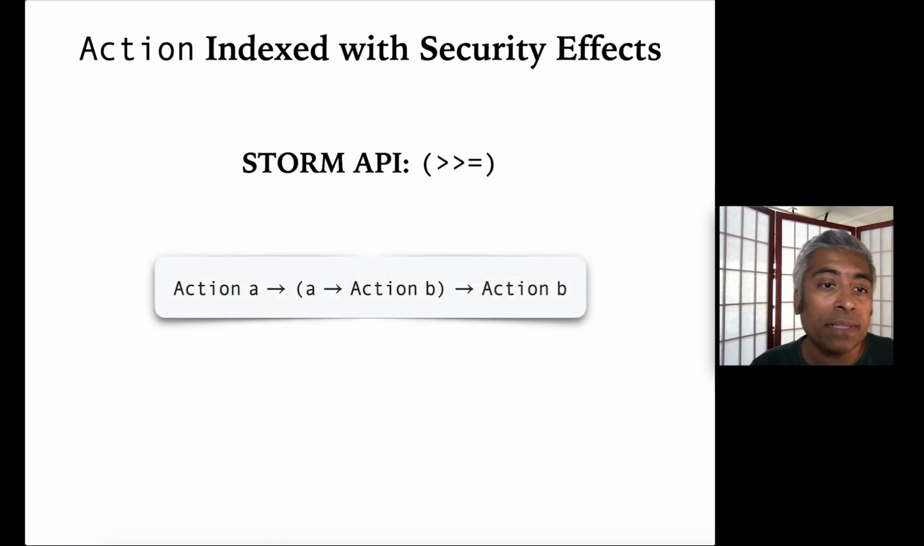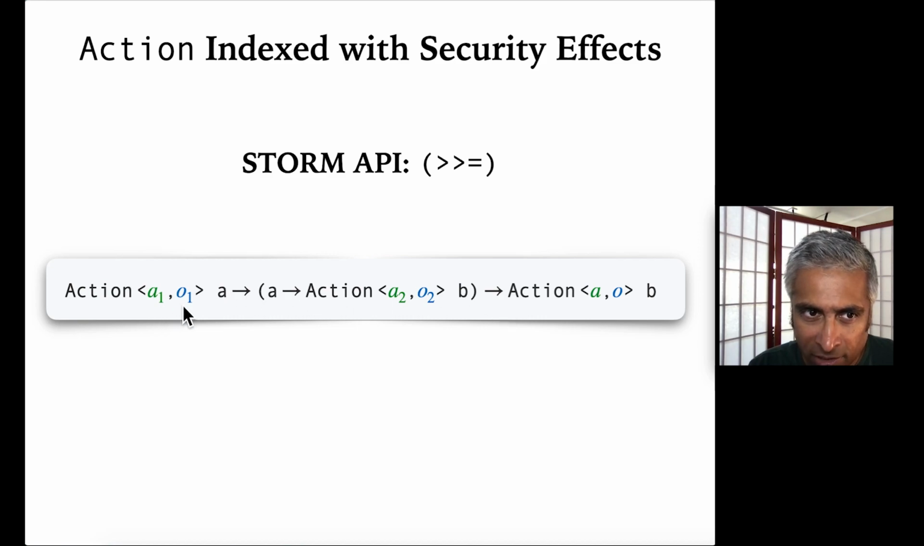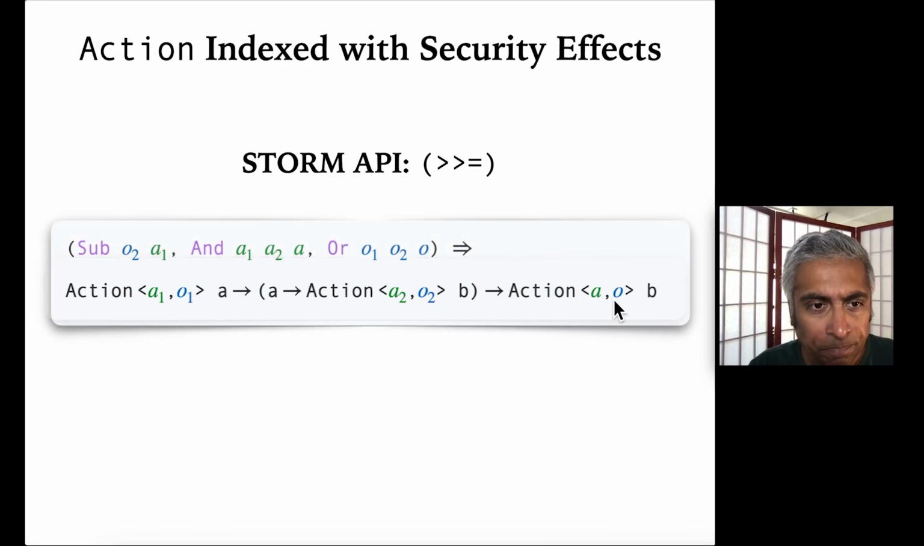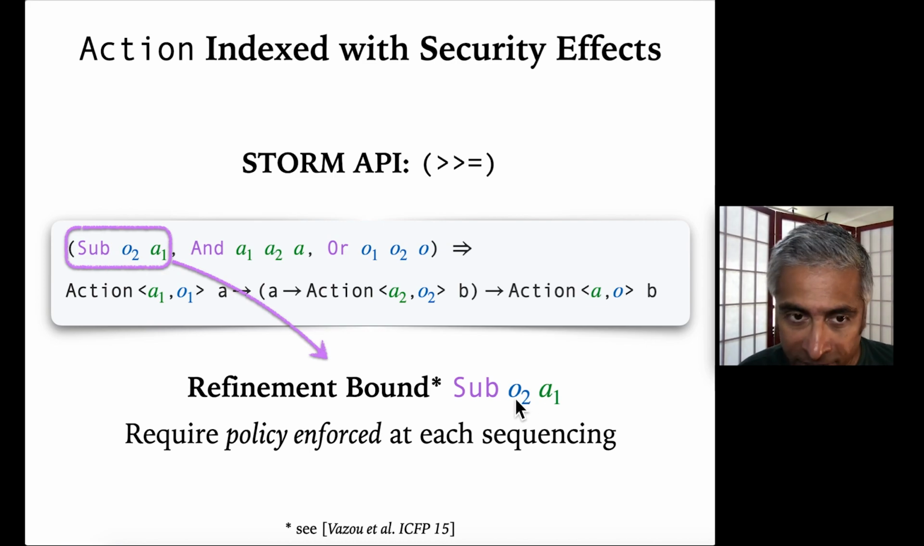The interesting work happens inside the bind operator. Okay, so this is the classic bind signature, action of A to action B, and returns an action of B. All of these are going to be indexed by the authorizees and observers of the first action, the authorizees and observers of the second action, and the authorizees and the observers of the output, the sequenced action. But we're going to add these extra constraints to these refinements via the notion of refinement bounds, which are essentially going to check that the authorizees of the first action contain the observers of the second action. Okay, so the policy is enforced at each sequencing.